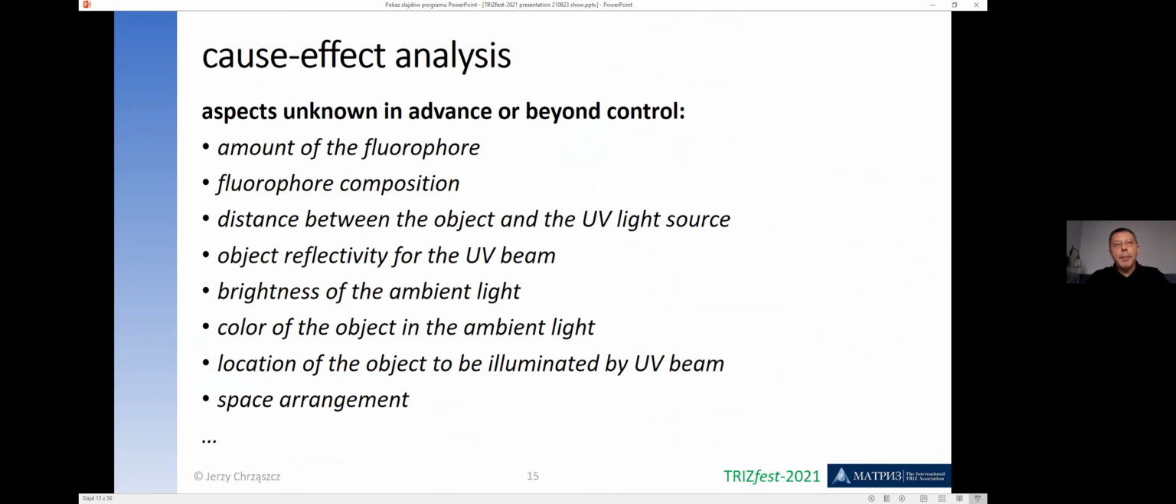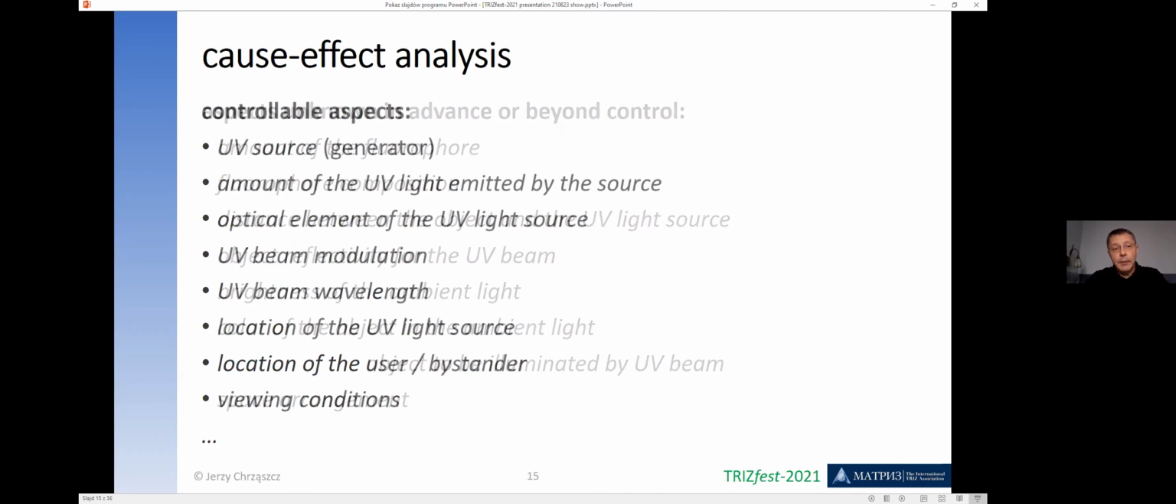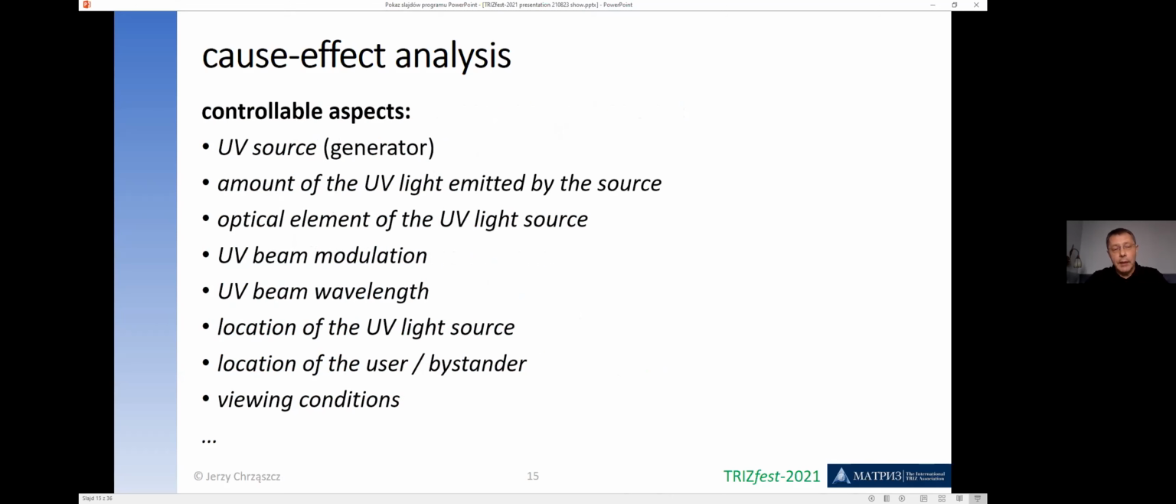Some of these root causes refer to aspects which are unknown in advance or remain beyond control for other reasons, such as the amount of the fluorophore. We usually cannot know in advance how much it would be, or the fluorophore composition. Also, some controllable aspects have been identified in the model, for instance, the amount of the UV light emitted by the source or the modulation of the UV beam.